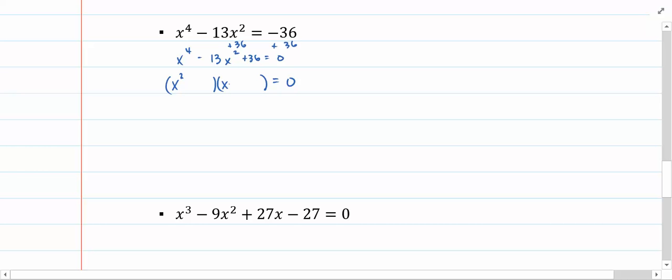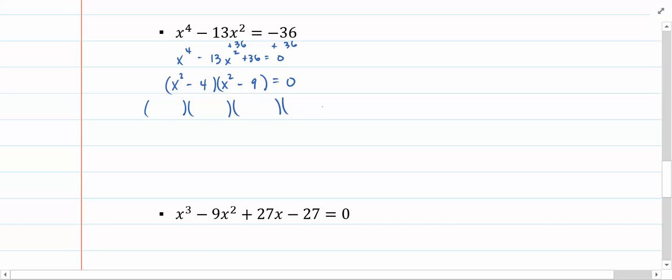The only thing that we have to be careful of is that our leading coefficients are going to be an x squared inside each binomial, because it's an x squared times an x squared that would equal x to the fourth power. So let's think about a pair of numbers that multiply together to equal 36 but add to equal negative 13. Well, that's going to be the numbers 9 and 4. And if we use negative 9 and negative 4, that's what gets us down to the negative 13.